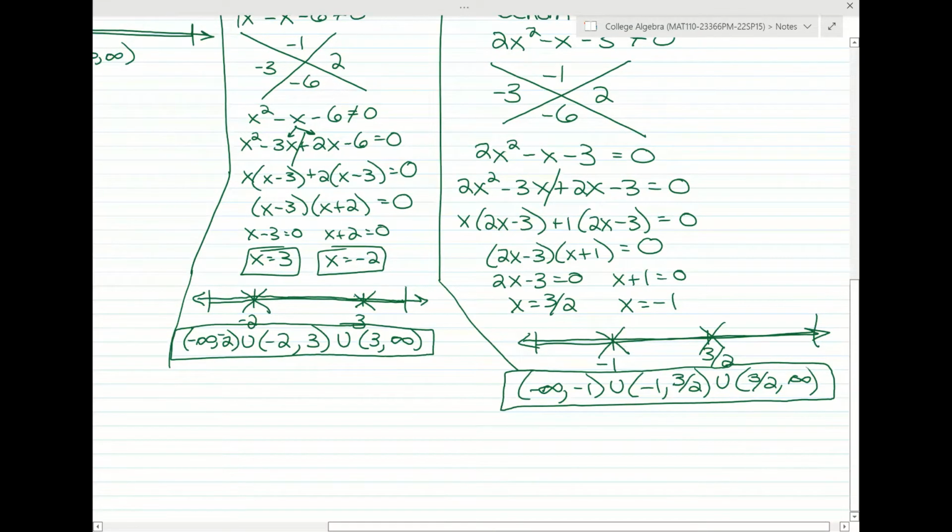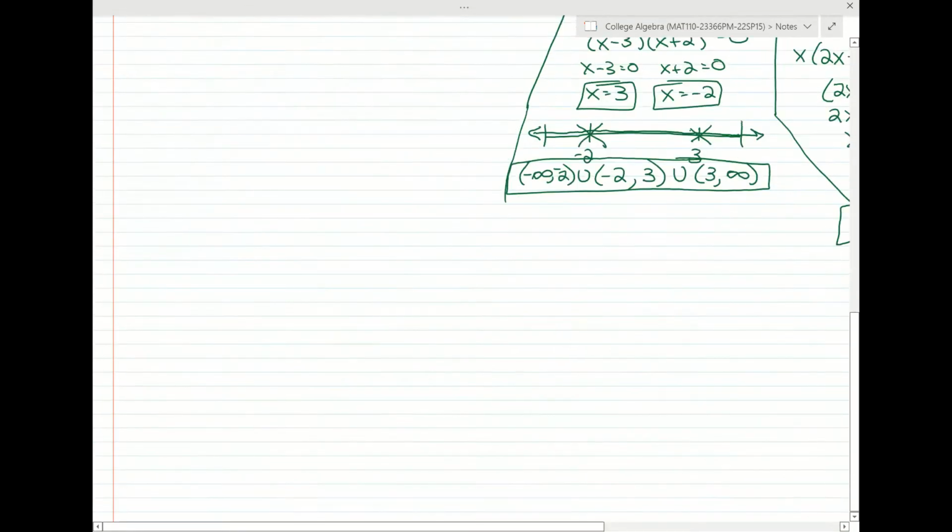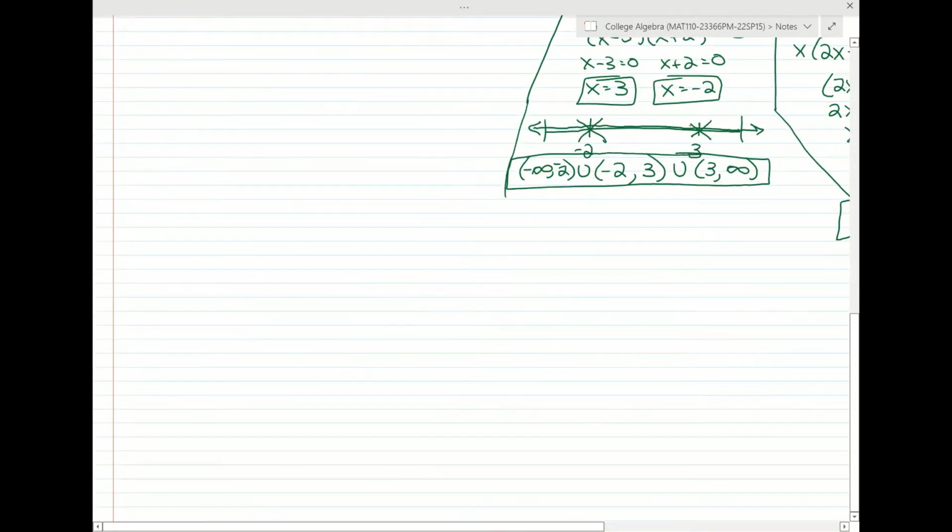So that's what I wanted to talk about with domain. Make sure we practice problems like that. And I wanted to talk about this next topic, which is simplifying rational expressions.